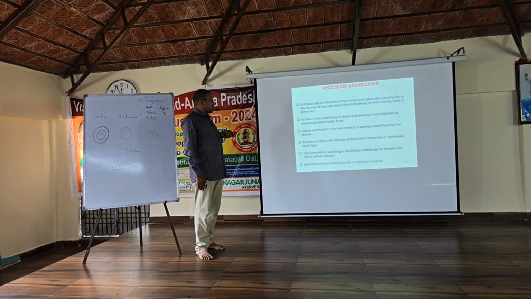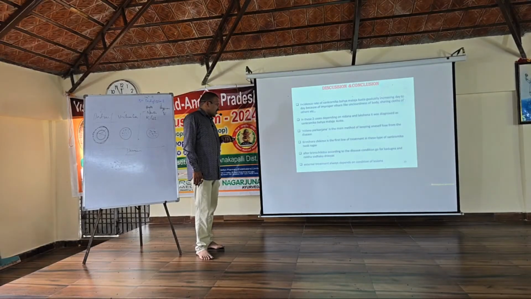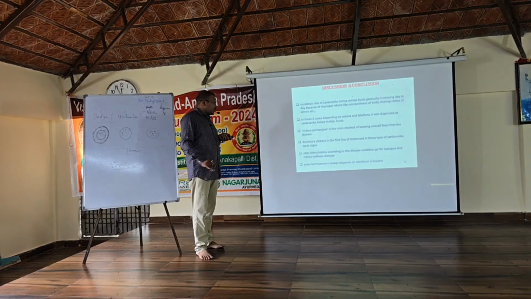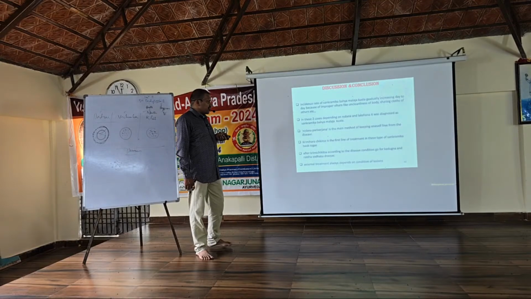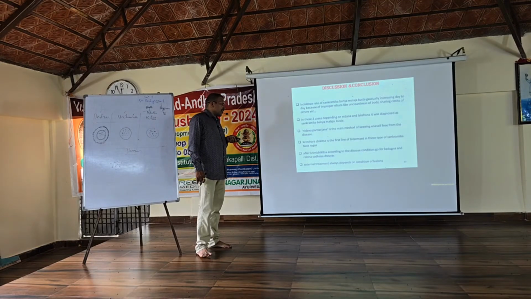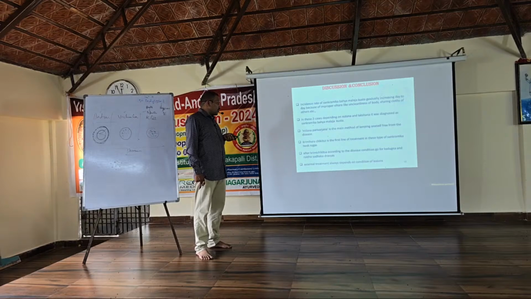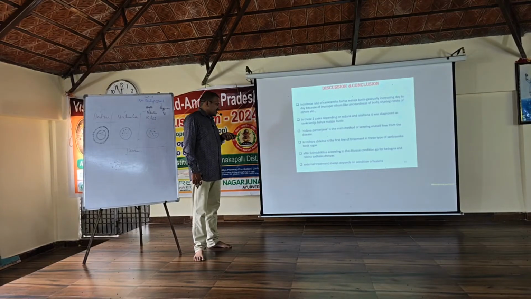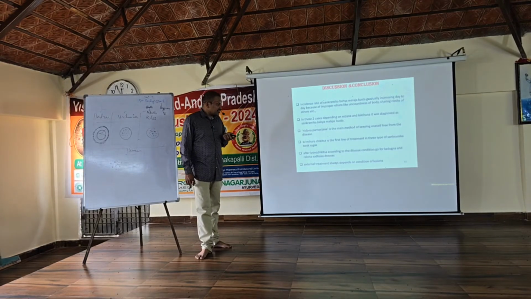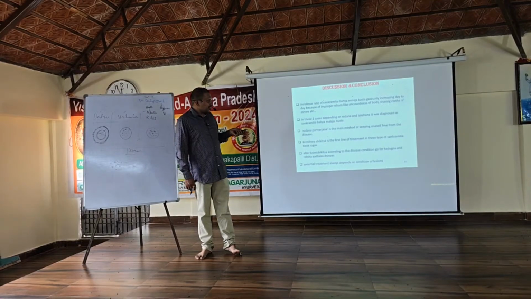Krimihara Chikitsa is the first line of treatment in this type of Sankramika Tvak Roga. After Krimi Chikitsa, you have to do Shodhana Karma according to the disease condition. After that, you have to give Rasayana, Kandughna and Rakta Shodhaka Dravyas. External treatments always depend on the condition of the lesions.